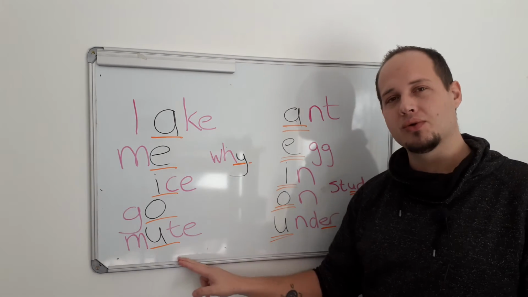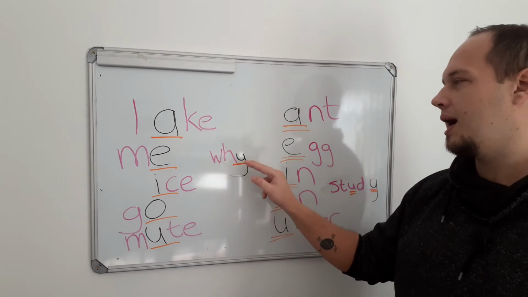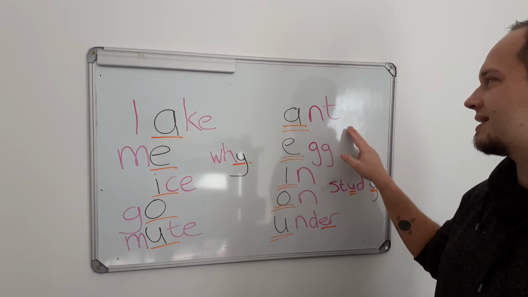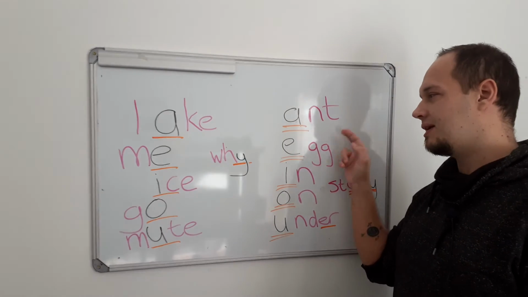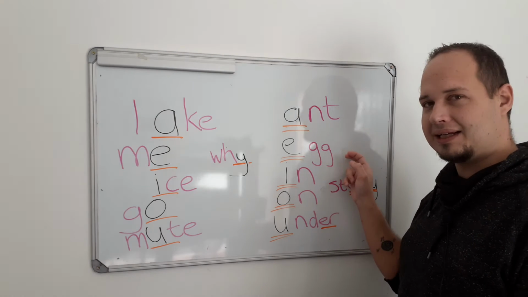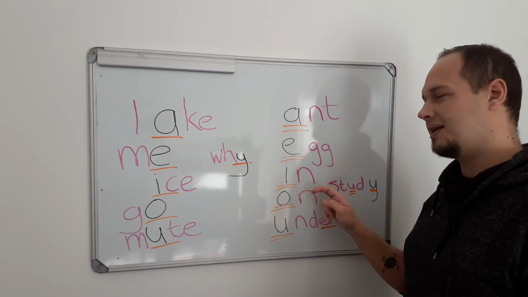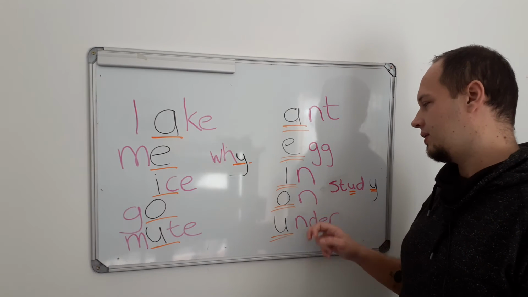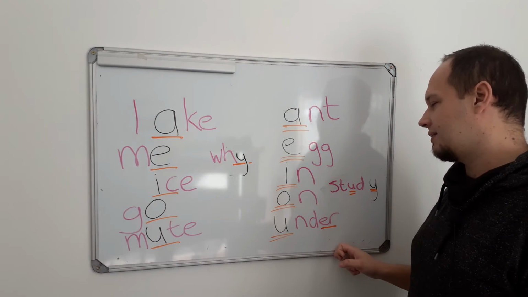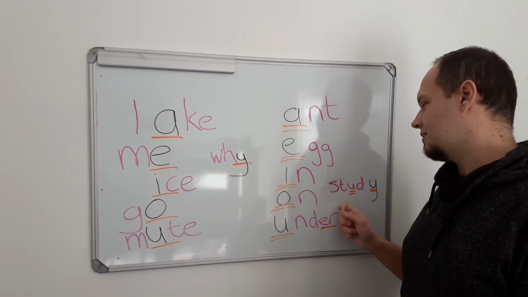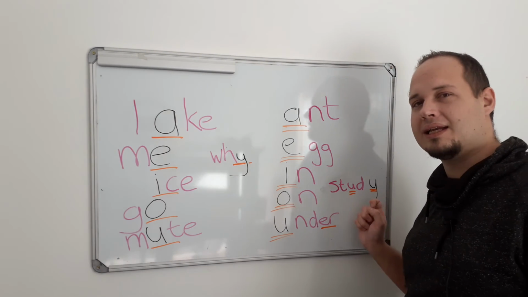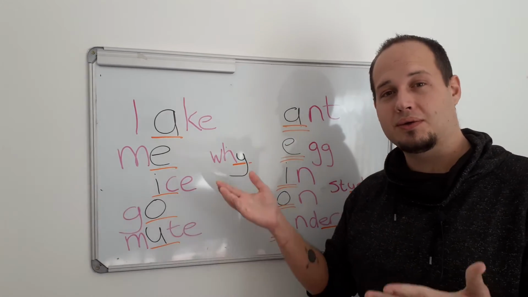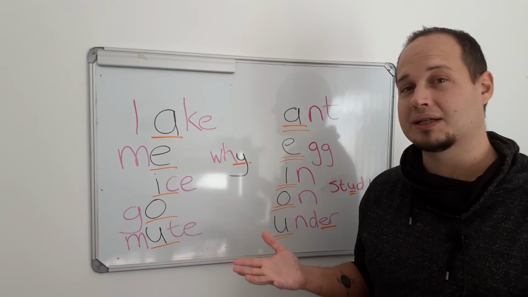U, mute. W, I, Y. A, ant. E, egg. I, in. O, on. U, under, study. All right, please have your child or your student write these down and practice them.